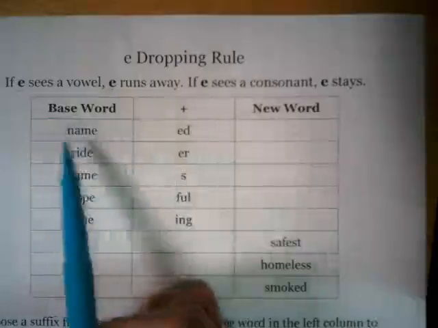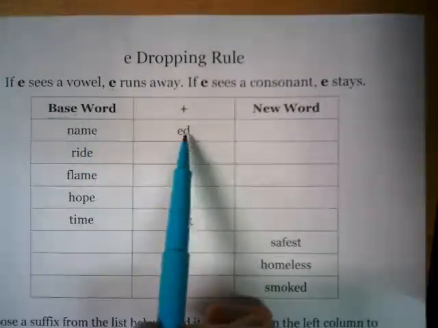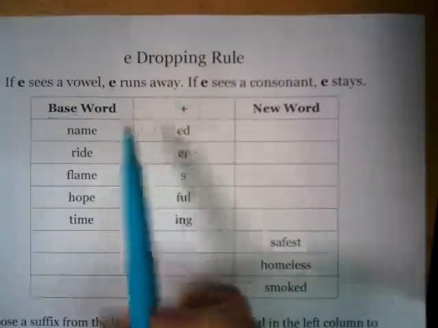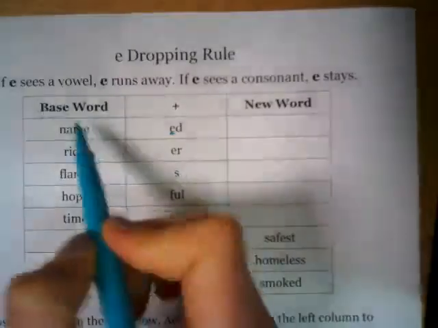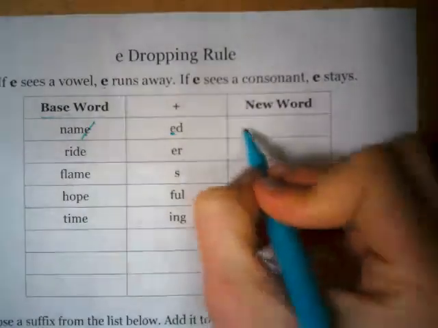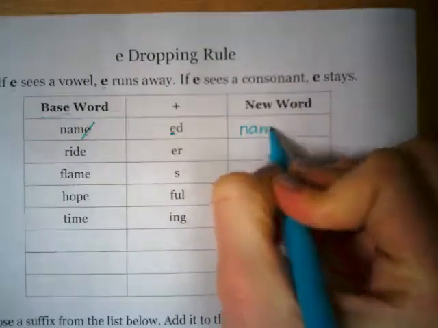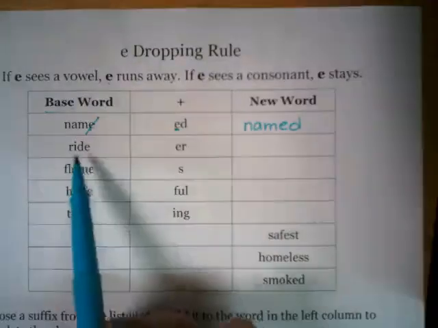So, for example, I have the word name. So these are magic E words. Name, and I want to make it past tense. So I want to make it named. Well, E is going to actually see a vowel. So this E, we're going to say runs away. It's no longer there. So we're not doubling our E's. We just have one. So the same thing with ride.